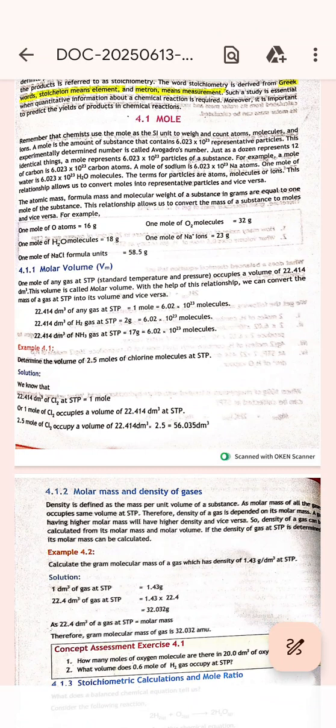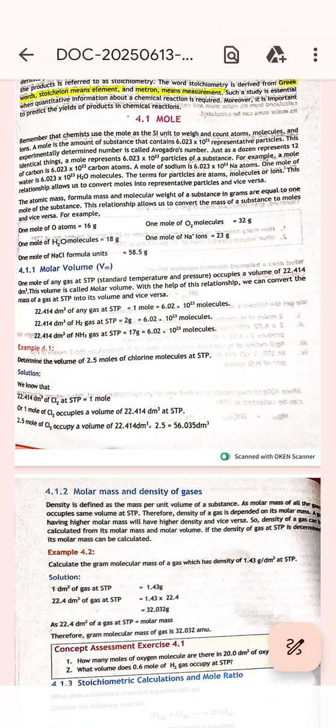So remember that chemists use the mole as the SI unit to weigh and count atoms, molecules and ions. A mole is the amount of substance that contains 6.023 × 10^23 representative particles. This experimentally determined number is called Avogadro's number. So what is Avogadro's number? It's 6.023 multiplied by 10^23.